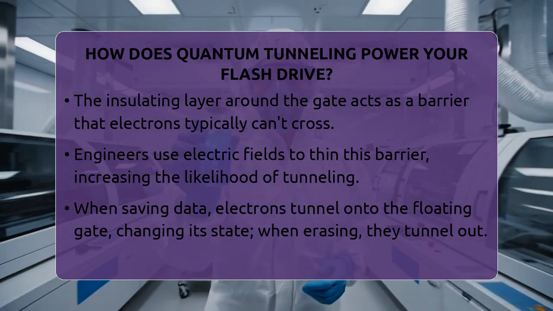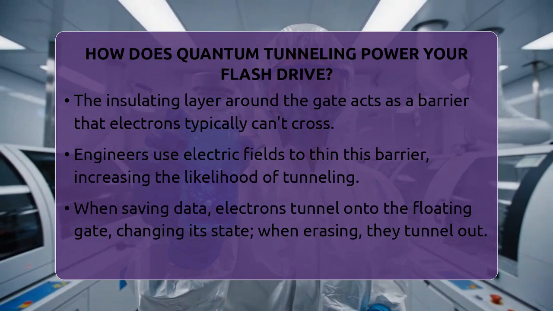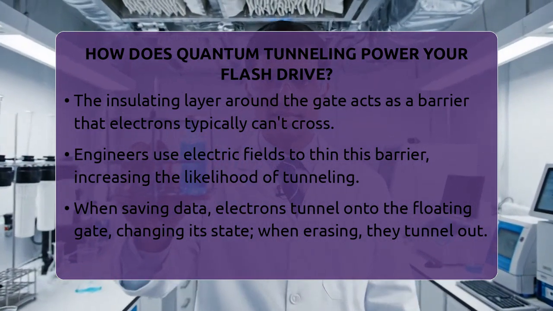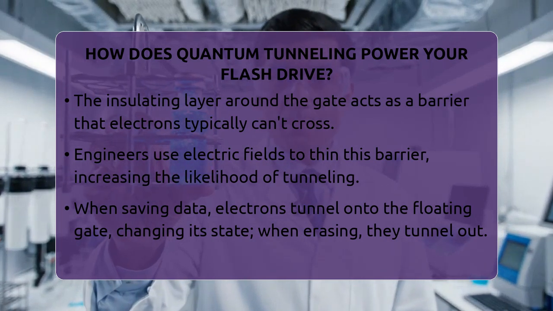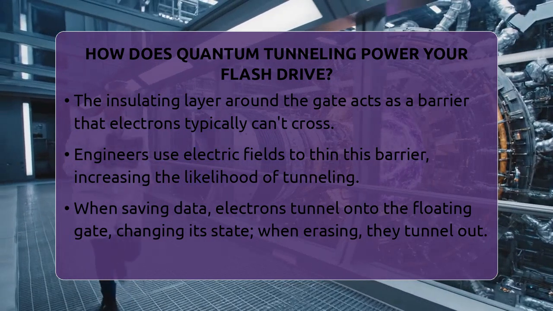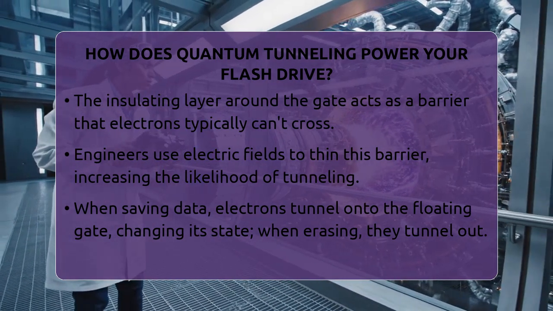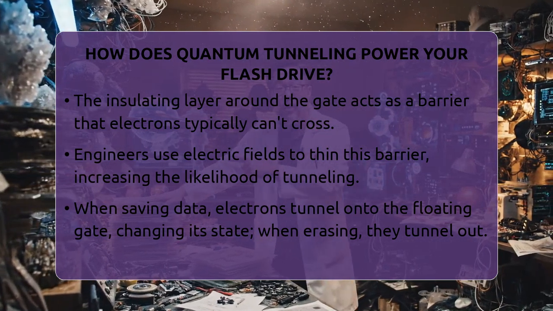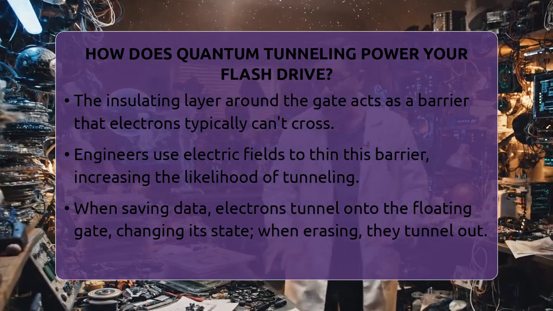Here's where quantum tunneling comes into play. Instead of waiting for electrons to climb over the barrier, they sometimes tunnel right through it. Engineers use a strong electric field to make the barrier thinner, increasing the chance that electrons will tunnel through. When you save a file, electrons tunnel onto the floating gate, changing its state from off to on, or vice versa. When you erase data, electrons tunnel back out.